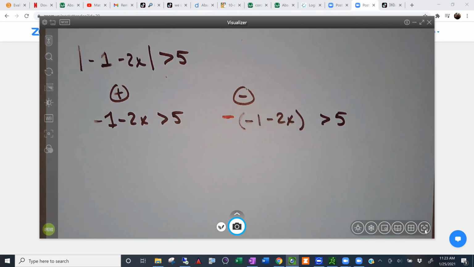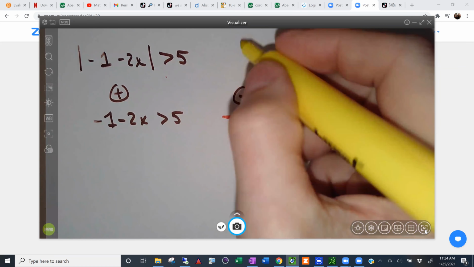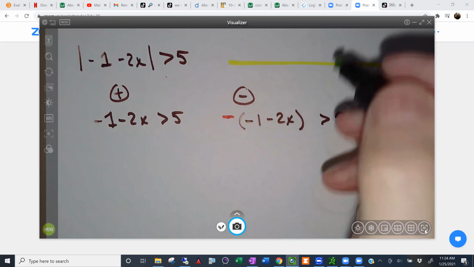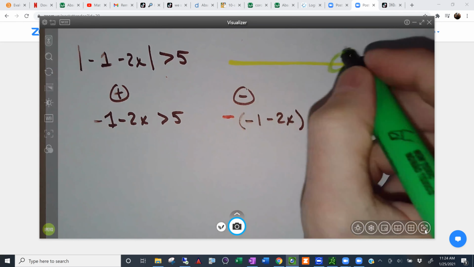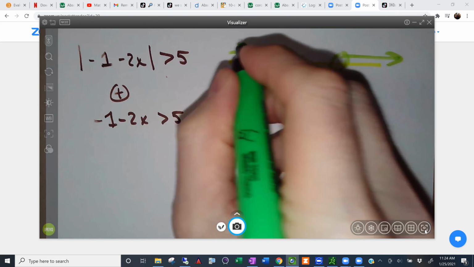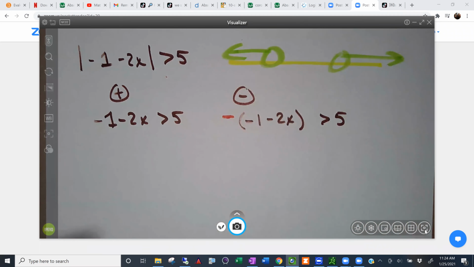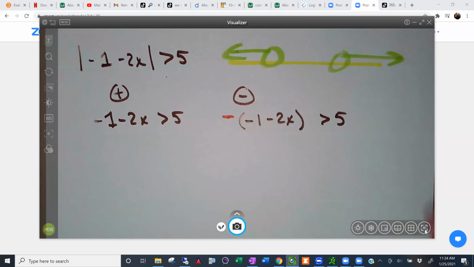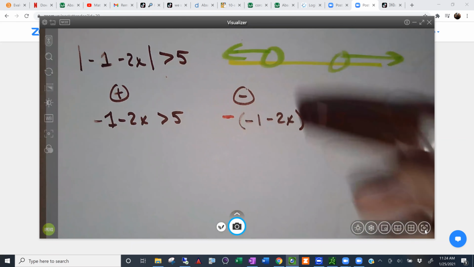Now, when you solve absolute value greater than problems, their solution should look like this. You're going to have two intervals that face away from each other, here and here. So you should expect that. If your two inequalities face the same direction, both to the right or both to the left, there's a problem. It should give you something like this.